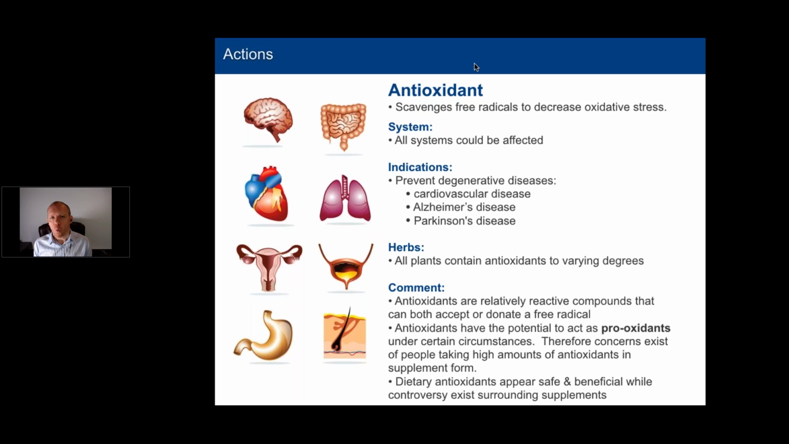One of the things we know that antioxidants do is help prevent degenerative diseases. Degenerative diseases basically means the wear and tear on the body. As we age, we're exposed to oxidative stress, and the greatest source of oxidative stress in our body is probably going to be due to the oxygen that we breathe.